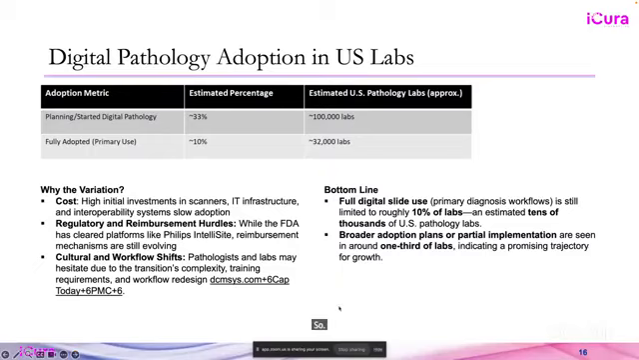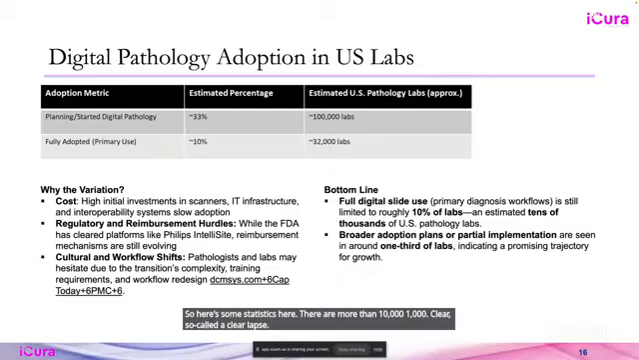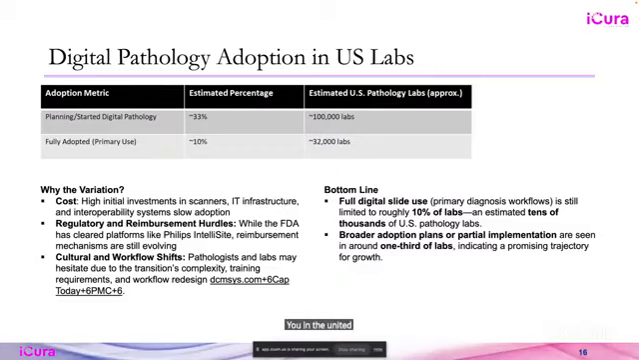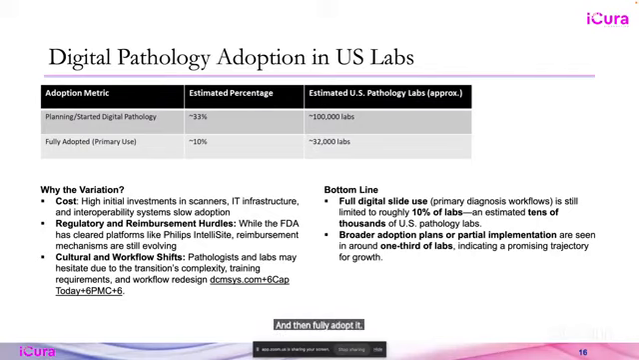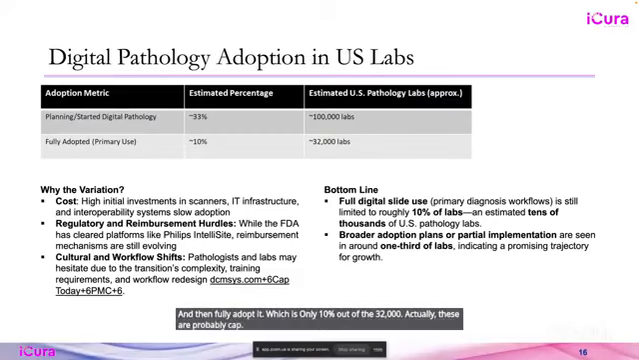So here are some statistics. There are more than 100,000 so-called CLIA labs in the United States, right? And the percentage of labs using or starting digital pathology right now is only 33%. Fully adopted is only 10% out of the 32,000. Actually, these are probably CAP-accredited labs.